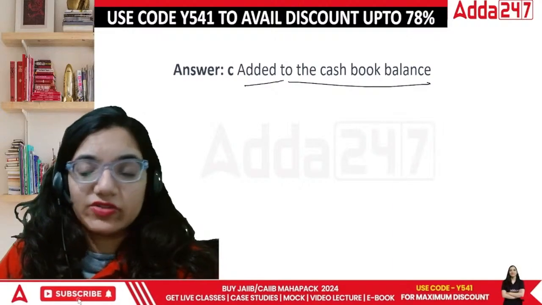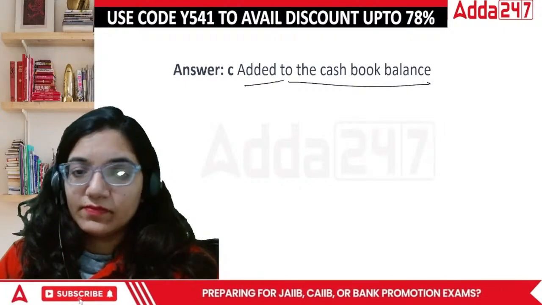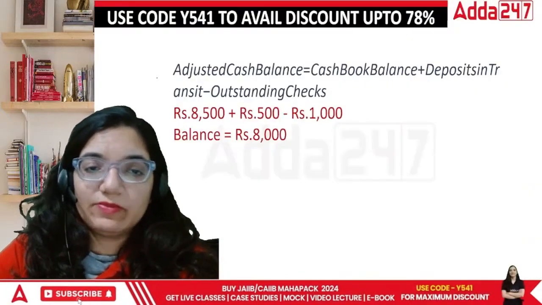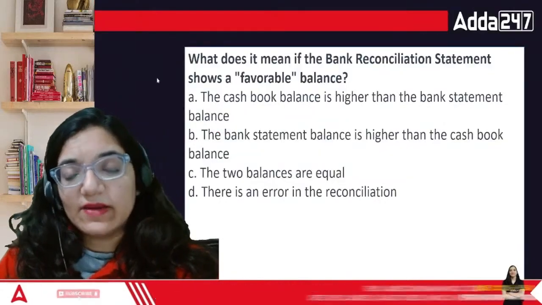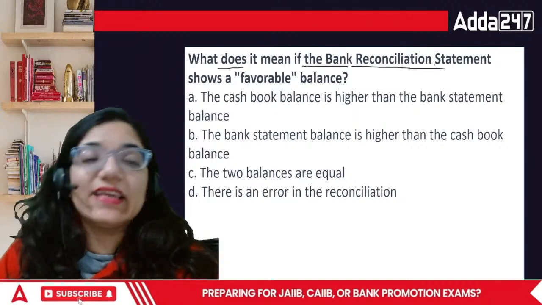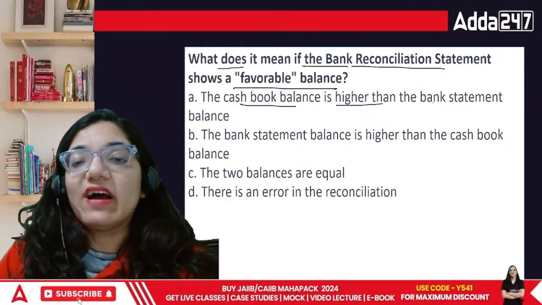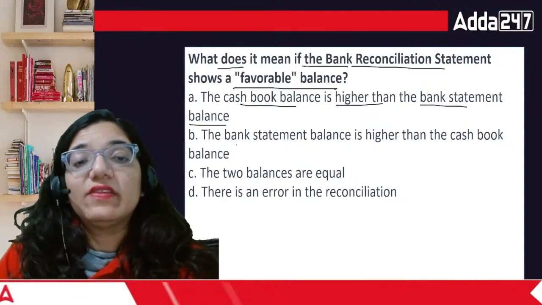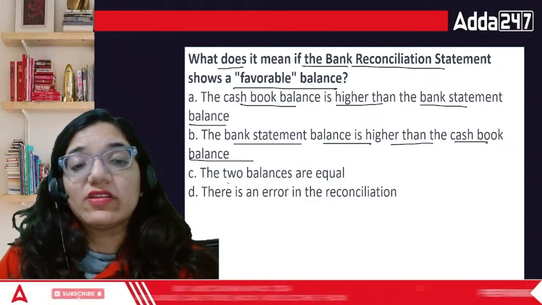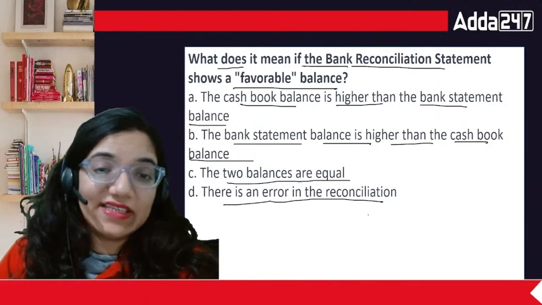Now let's move on to the next question. Okay, now comes, these are all advanced level questions. I'll come back to these questions. What does it mean if the bank reconciliation statement shows a favorable balance? The cash book balance is higher than the bank statement balance, the bank statement balance is higher than the cash book balance, the two balances are equal, or there is an error in the reconciliation.